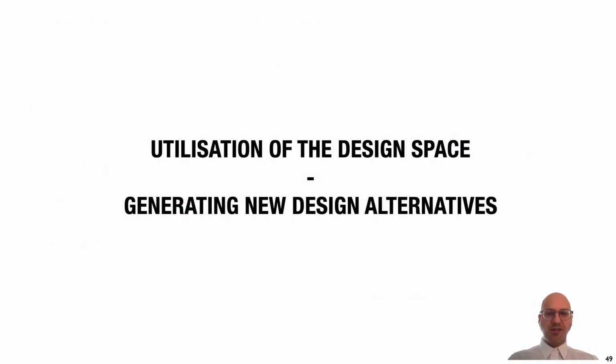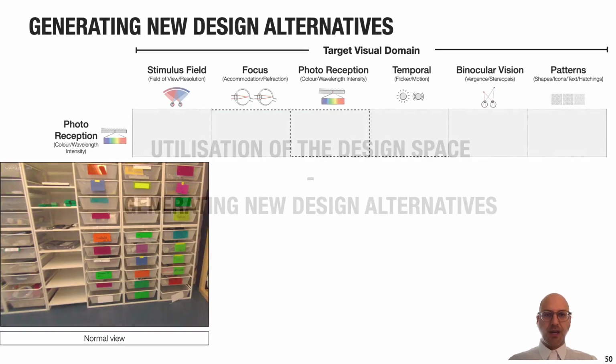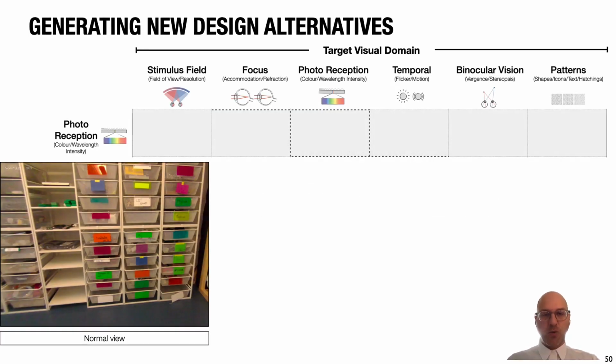However, you can also use the design space and utilize it for generating new design alternatives. And in fact, this is one of the strong reasons for developing design spaces. So in our paper, we did this in quite some detail for two examples, and I just mainly want to talk about the first one. And this is, again, color perception or photoreception.